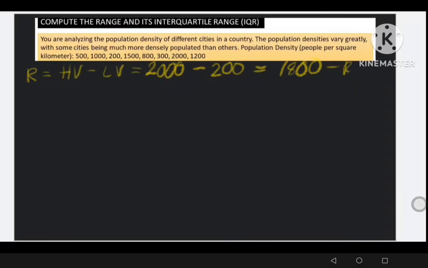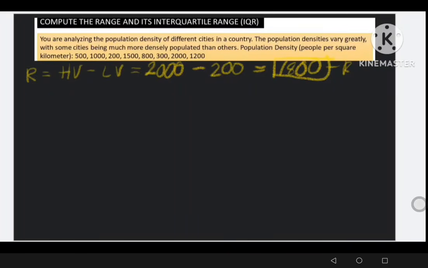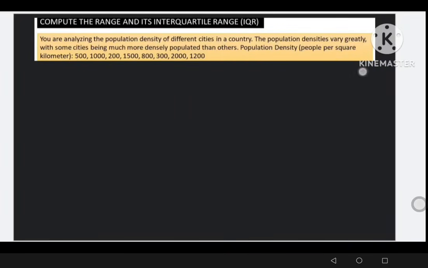This is our range. Let's circle that one. Again, this is our range, 1,800. Again, if we can recall, just subtract the highest value and its lowest value, and then the result is our range. Next thing, I'm going to erase this one.